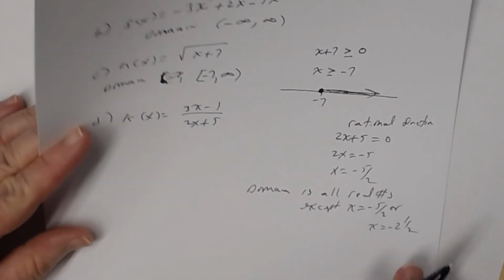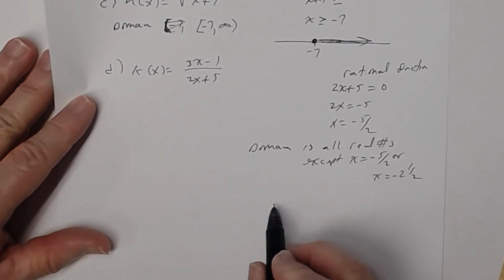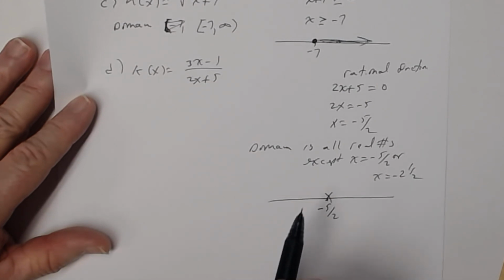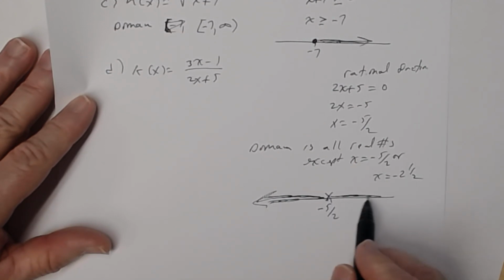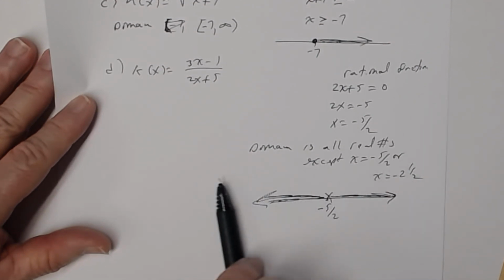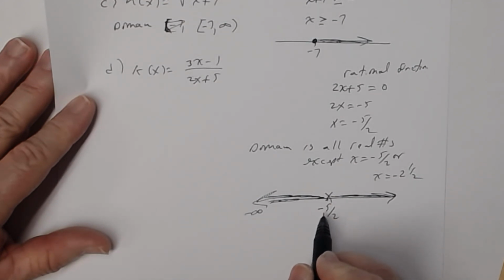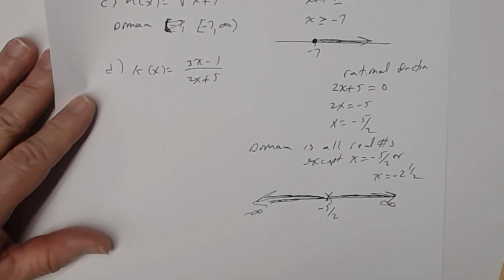So what you can then do to help you to find the domain in interval notation is put this number on the number line, negative 5 halves. You're going to cross it out because you can't use it. So what that means is that all these other numbers here, don't forget the arrow, will be your domain. So the domain, when going from left to right, remember, always go from left to right, you're going from negative infinity to negative 5 halves, union, and then negative 5 halves to positive infinity.